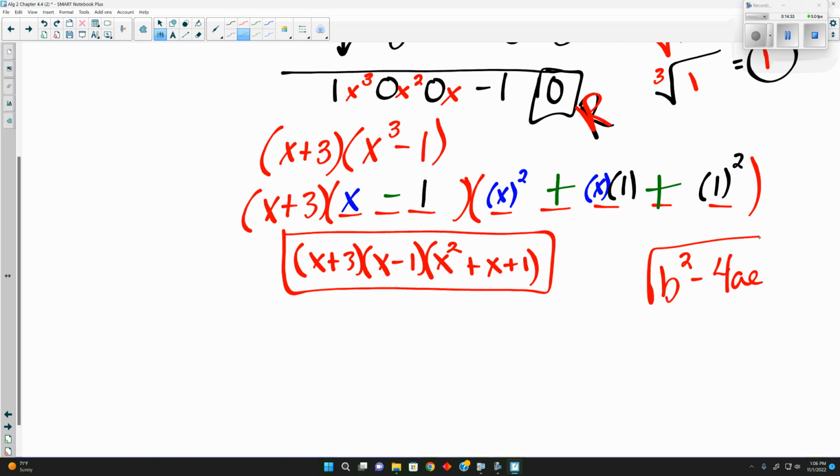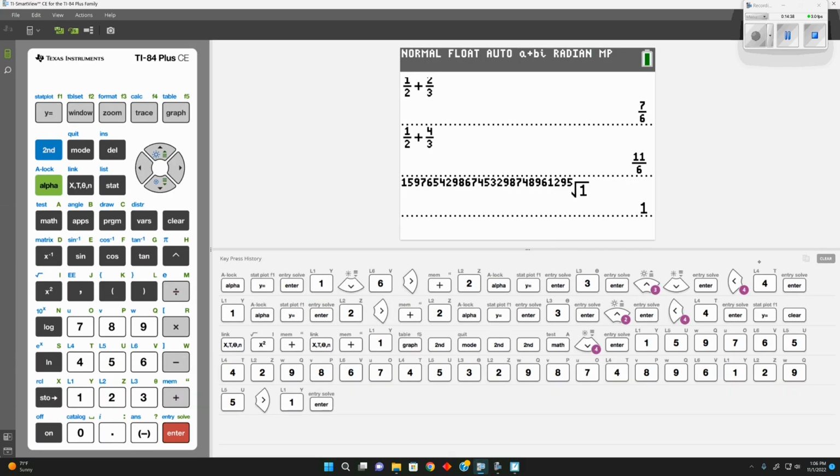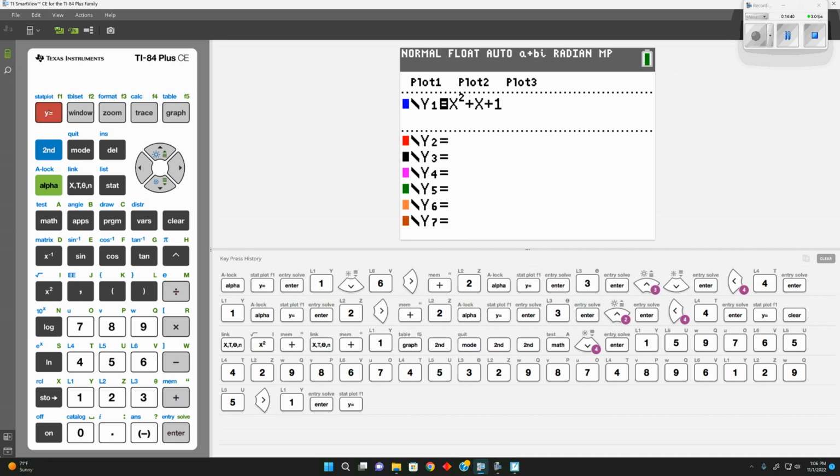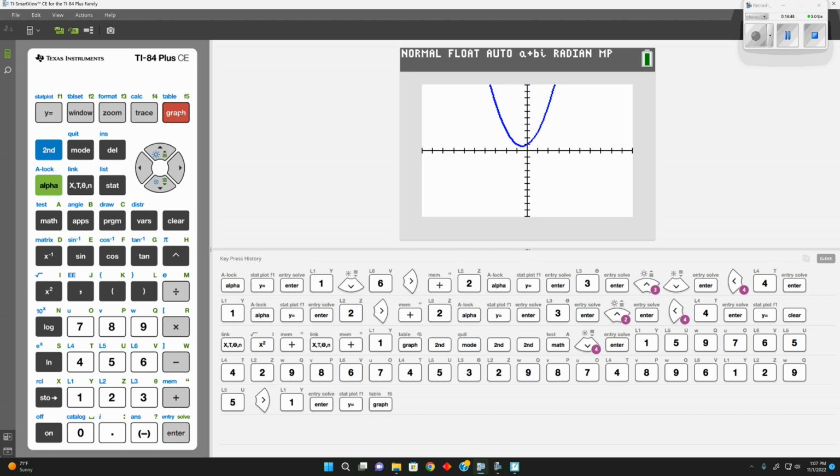Another way we can do it is to graph it. So I can plug in x squared plus x plus 1. I did this in a previous hour, so it's already typed in. And if we hit graph, if it crosses the x-axis, then it has factors. It doesn't cross the x-axis. So that's one guarantee that it doesn't have factors, or really that it doesn't have real solutions.